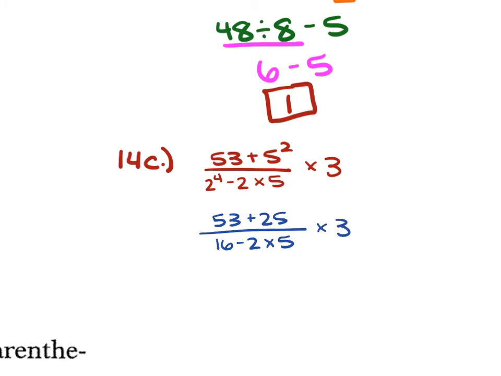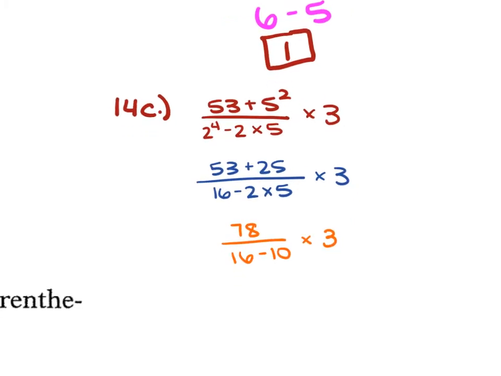So we want to do the 2 times 5 in the denominator. We can add the 53 and the 25 if we wanted to. That's going to become 78 over 16 minus 10 all times 3. The 16 minus 10 is 6, so that's 78 over 6 times 3. 6 goes into 7 once with 1 left over. 6 goes into 18 3 times. So it's 13 times 3, which is 39.